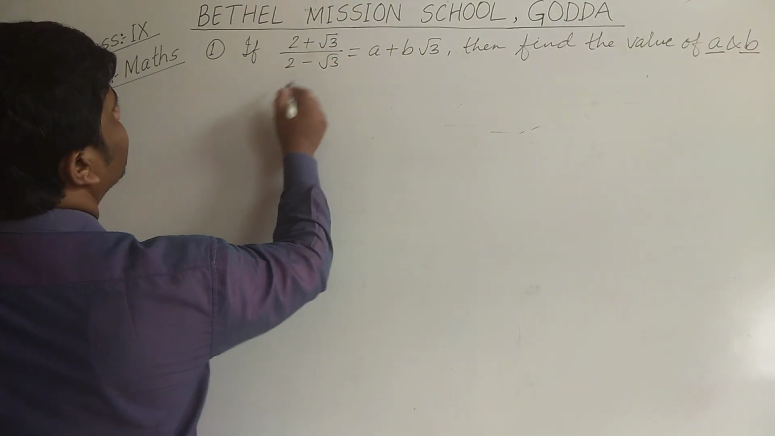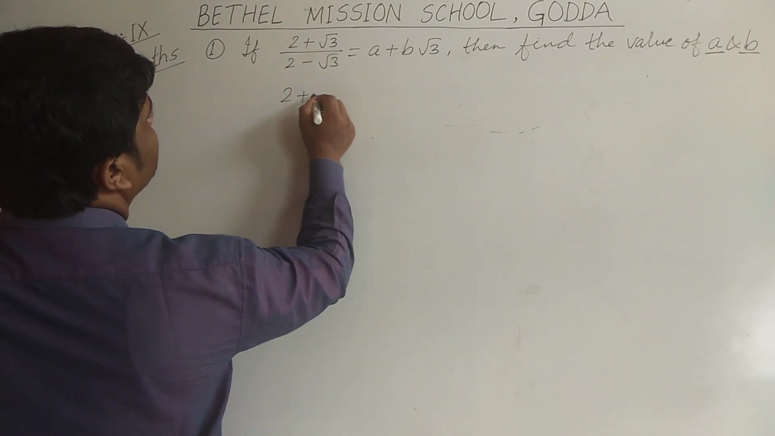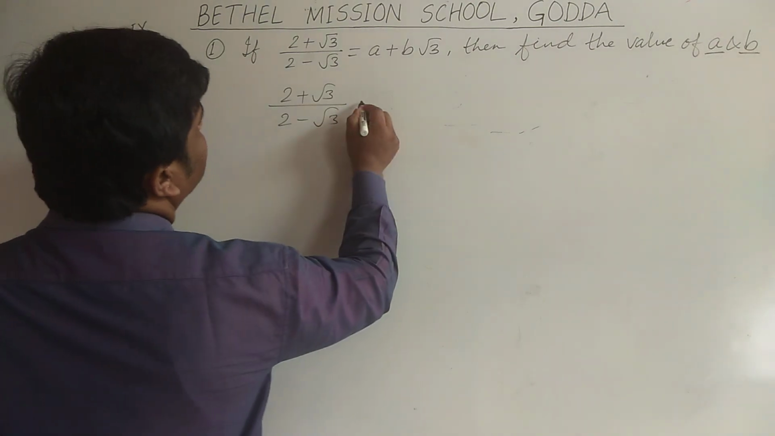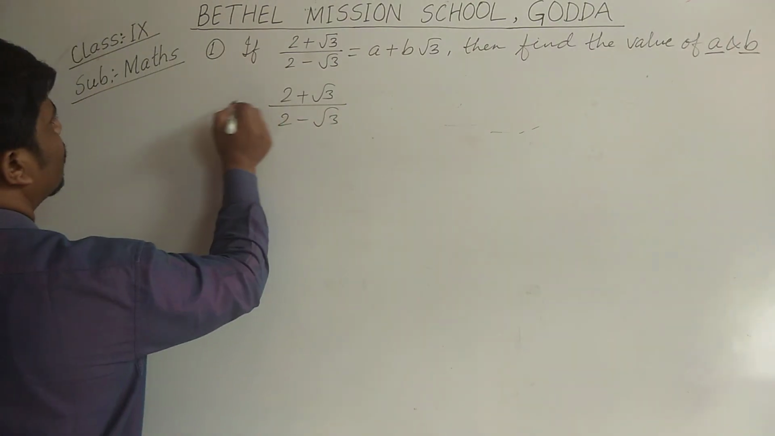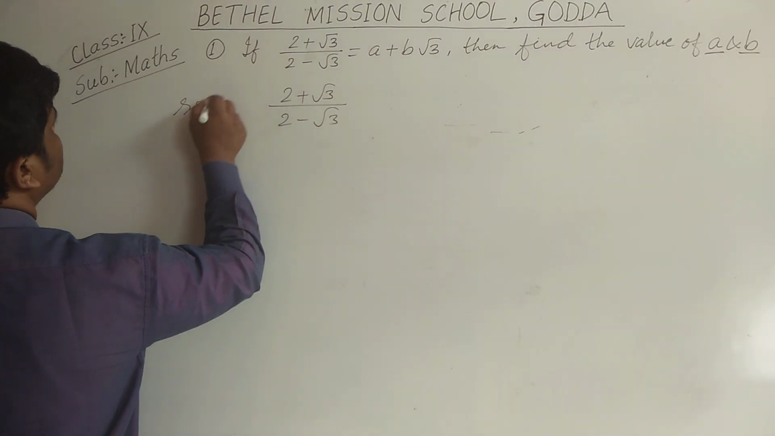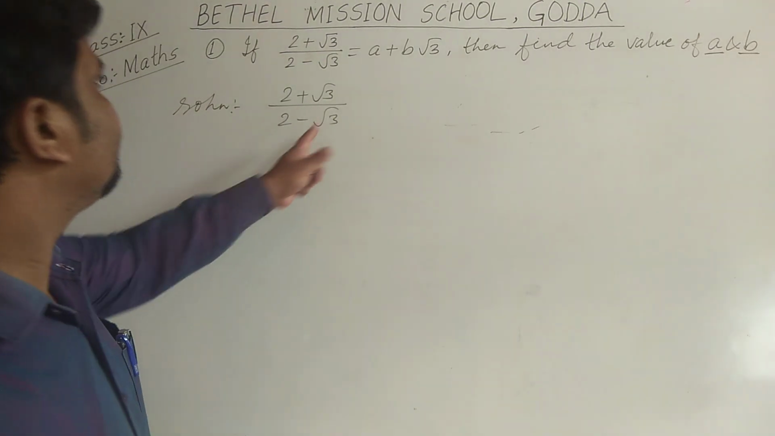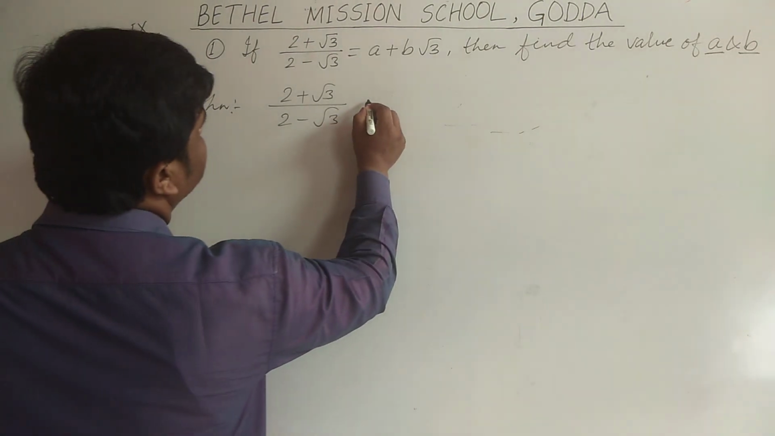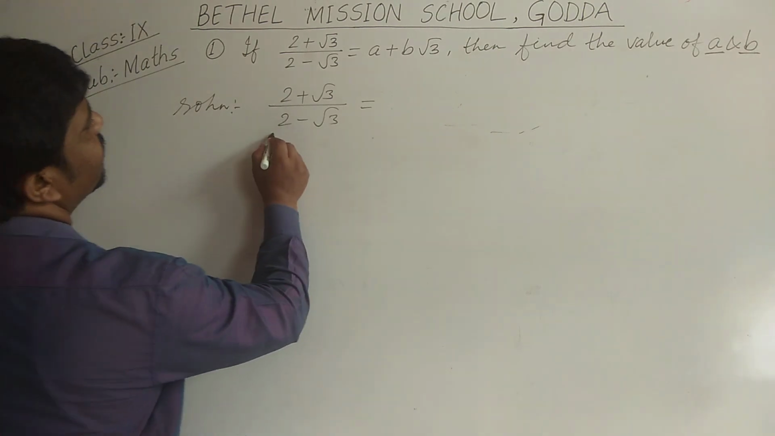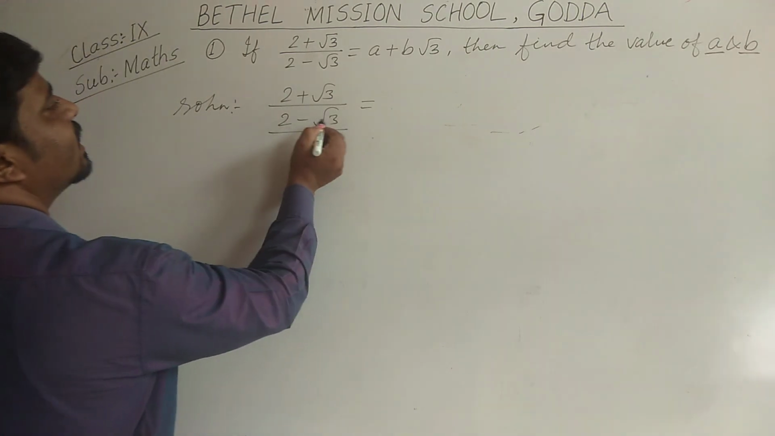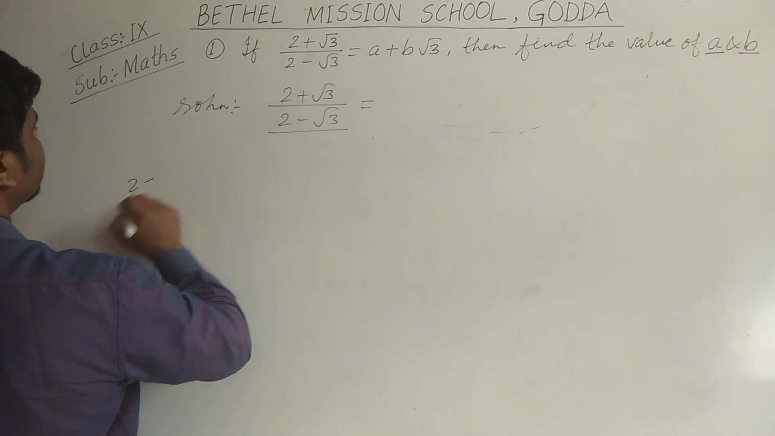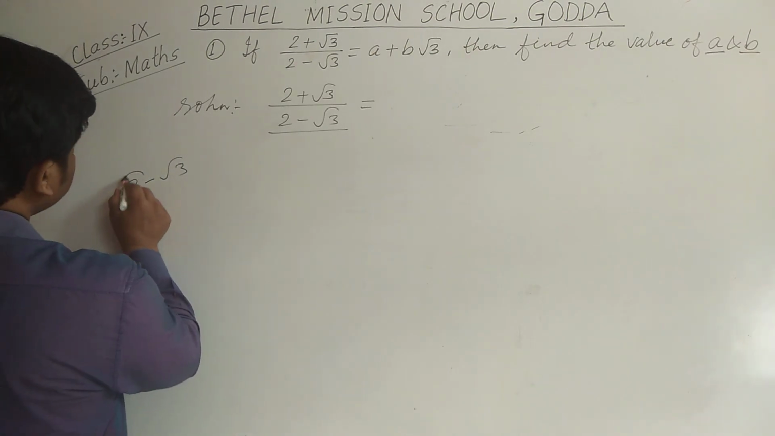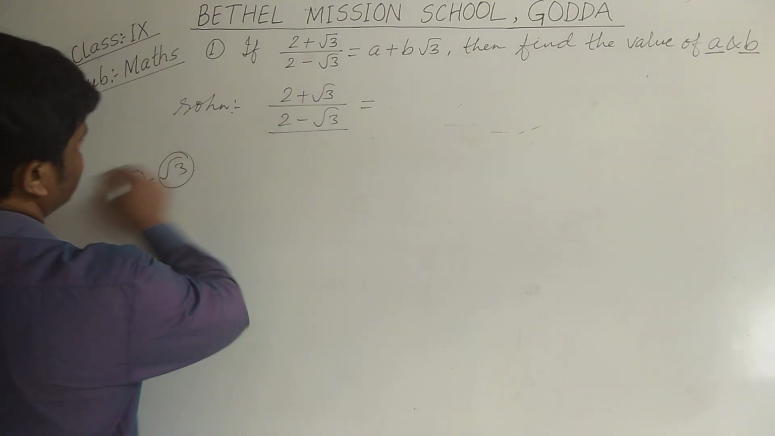The given expression is 2 plus under root 3 upon 2 minus under root 3. I told you, first of all, we will rationalize the denominator. For rationalizing the denominator, you can see what the denominator is. This denominator is 2 minus root 3.